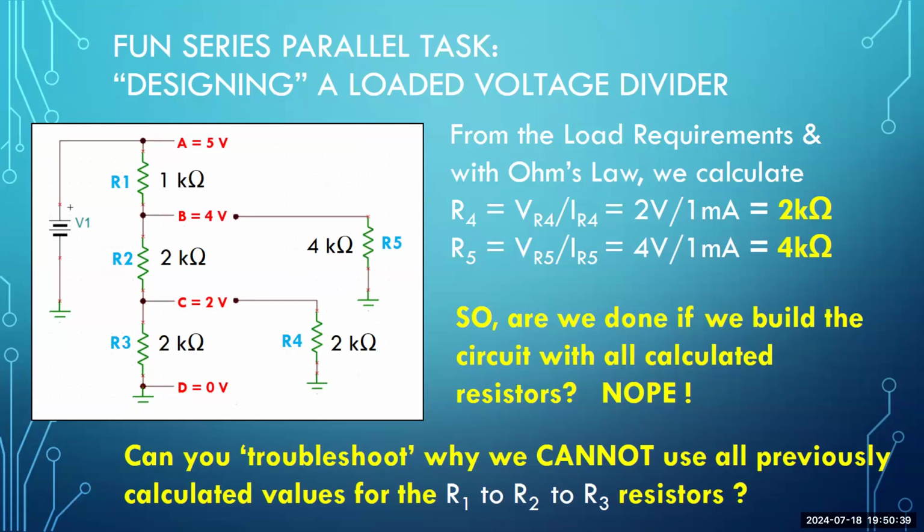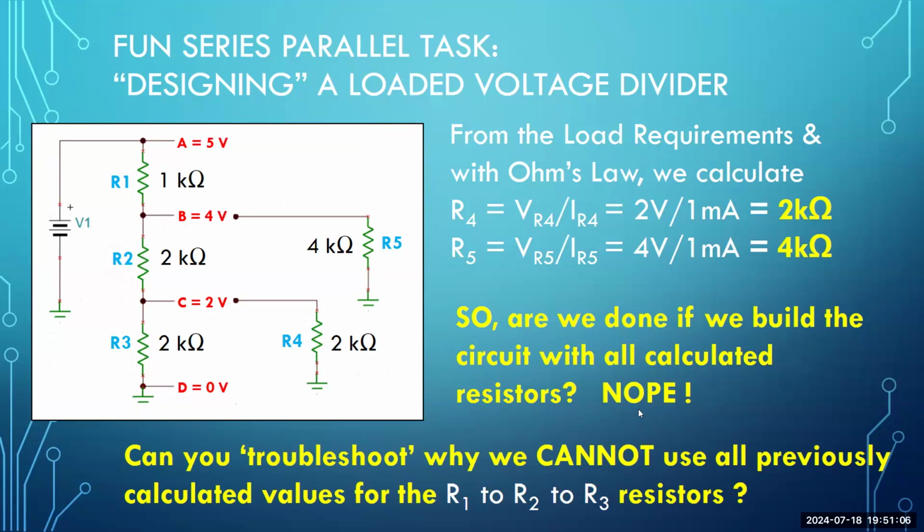So yes, we calculated R4 as being 2 kilo ohms, R5 as being 4 kilo ohms. That's just straight Ohm's law math. Pretty straightforward, and we verified that with our calculators. So now let's take a look and see what's next. It says, so are we done? If we build this circuit with all the calculated resistors, the answer is nope, we're not done.